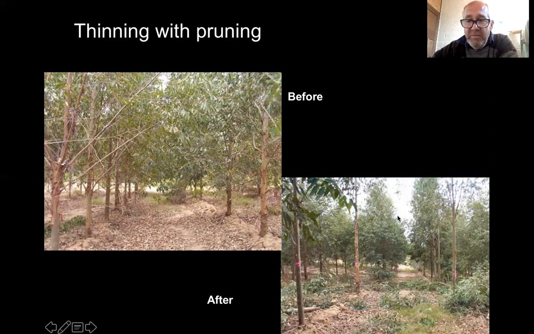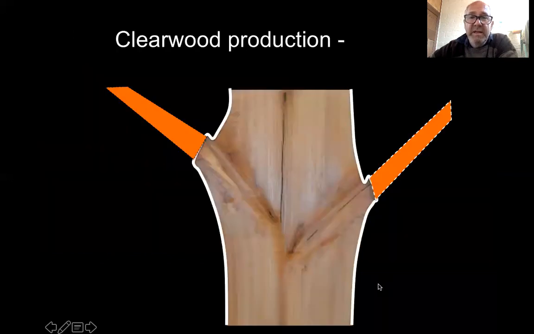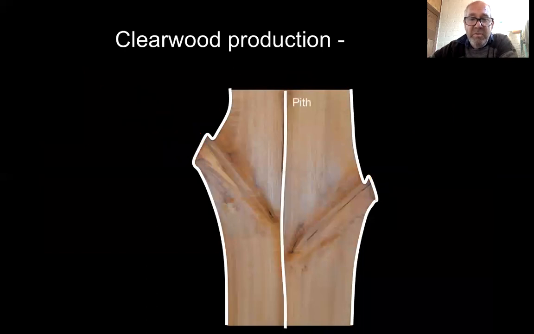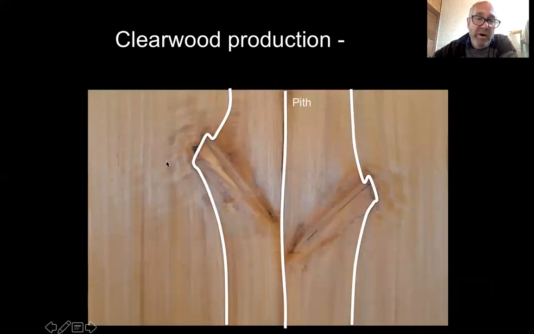Now this is done in a number of steps. So in this particular patch, we've retained 4 or 5 trees and thinned the rest, and then over time we'll come back in 3 or 4 years, a couple of years' time, and then thin again, and probably prune every year to try and get the result. Pruning is often called clearwood production because the idea is to remove the branch and then allow the tree to grow over that and produce wood without the knots in it.